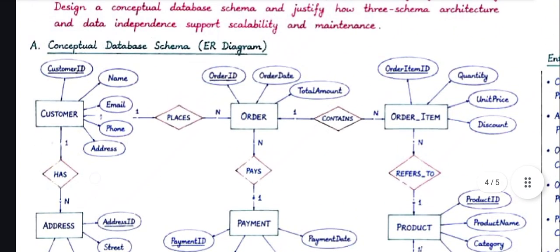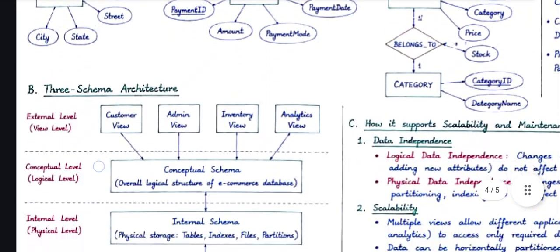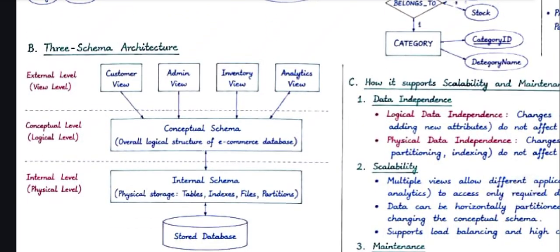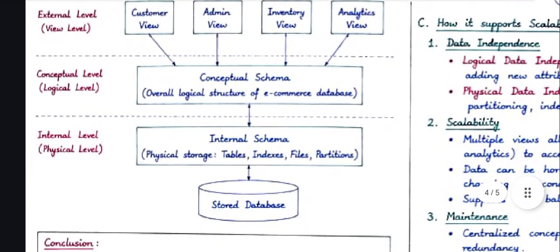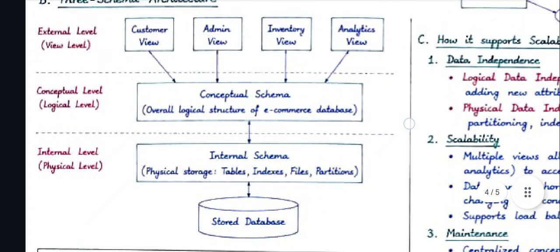In this manner, we have three schema architecture. Three schema architecture diagram: the first one is internal schema, conceptual schema, and external schema. The first thing is there will be the stored database. After that, you will have the internal level, that is the physical level. Then the conceptual level, logical level, and external level, view level.